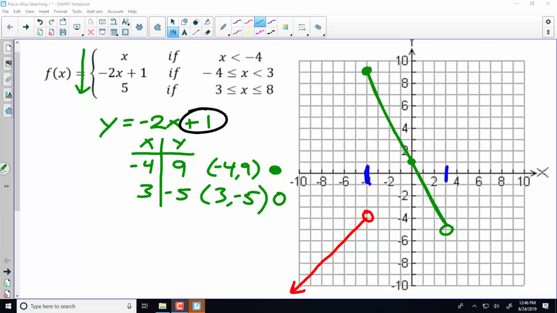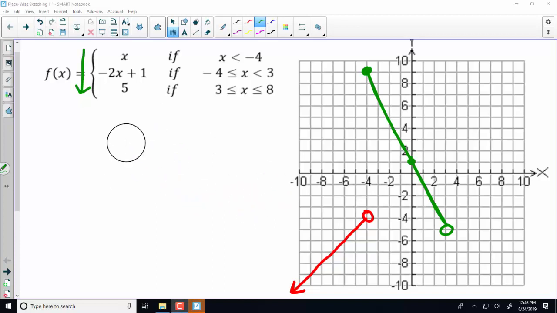Good. Hey, let's do that with the last piece. Let's finish up this sucker. Let's finish up the last piece. I'm going to erase this. Of course, you can rewind and look at it later if you want. Last piece is just a horizontal line. It exists between 3 and 8, both with solid points. A horizontal line at 5.